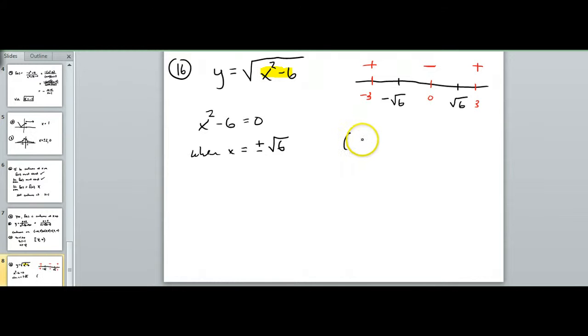So from negative infinity to the negative square root of 6 is part of where it's continuous. And then it's not continuous in here, and then it is continuous again on the other side. So the square root of 6 to infinity.